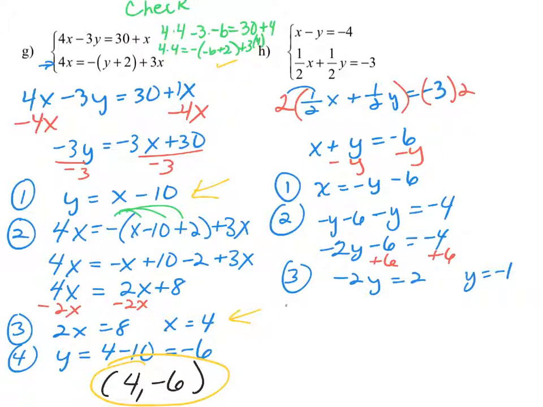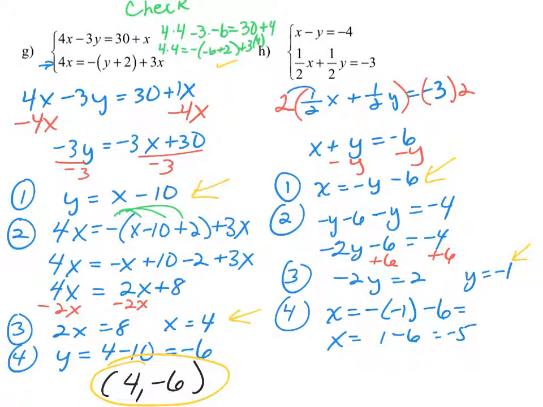Now I'm going to plug that into the result from step number 3 and the result from step number 1. I'm going to solve that to get the other variable. We know that x is equal to negative y minus 6, or negative 1 minus 6, and that is the same thing as 1 minus 6, or negative 5. So x is equal to negative 5, y is equal to negative 1, so our solution can be written as an ordered pair, negative 5, negative 1.